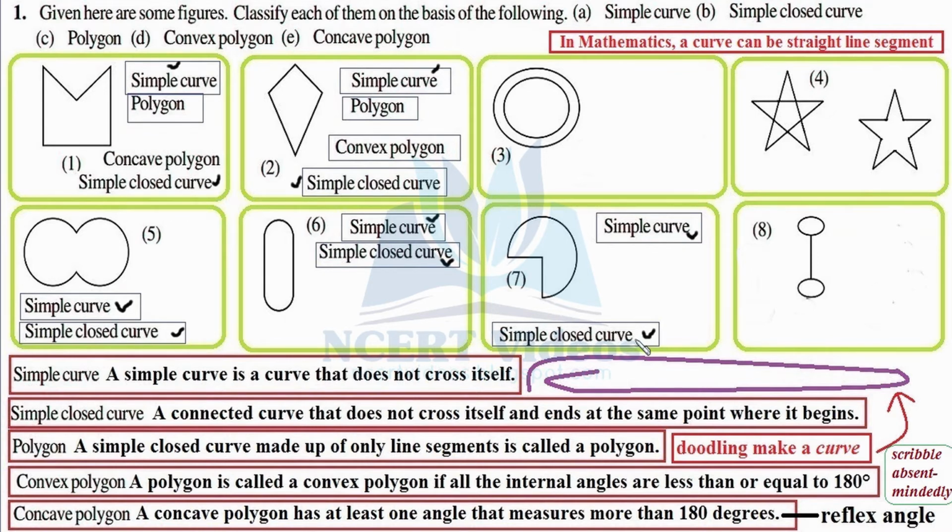Therefore, it is a simple closed curve. Here it was not a simple curve. Therefore, it cannot be a simple closed curve. Now another term, we have polygon.